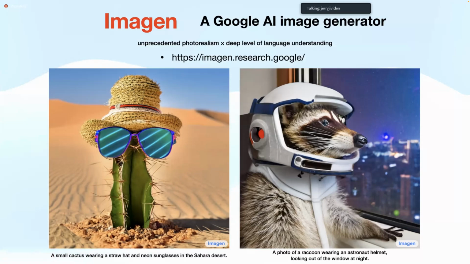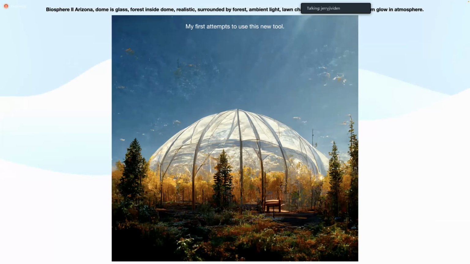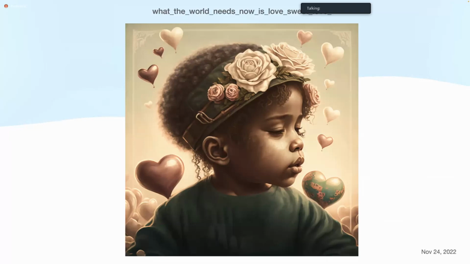My very first picture I made, I said, I want a biosphere in Arizona. The dome is made out of glass. The forest is inside the dome. It's realistic, surrounded by a forest, ambient light, lawn chairs in the front, hyper realistic, and a warm glow in the atmosphere. And this is what it came out with. Again, I'm only using words. The supercomputer spits out the image.